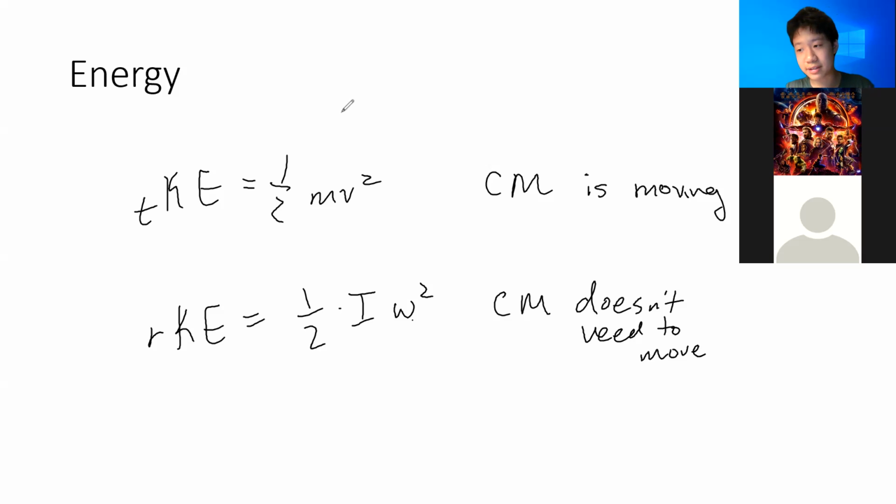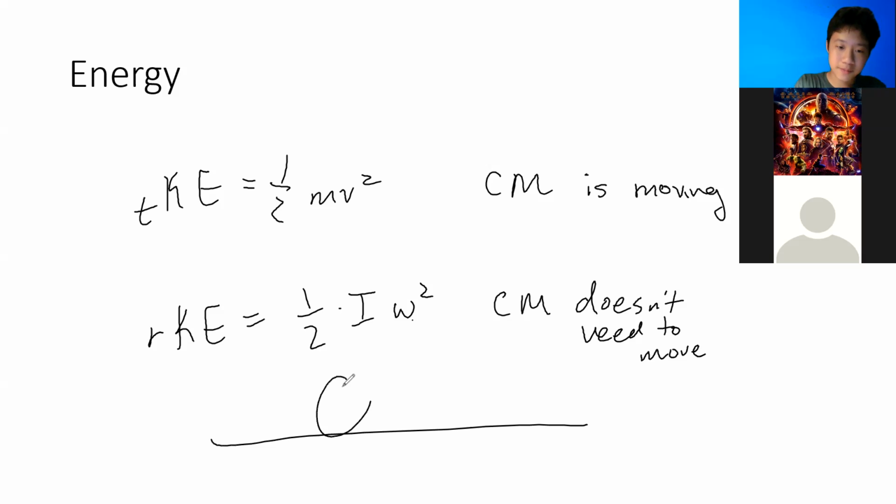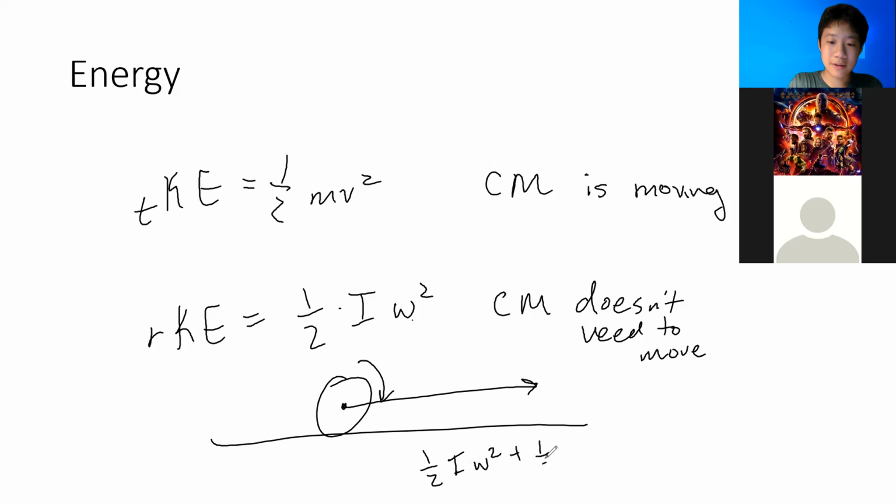Well, some objects have both translational and rotational kinetic energy. A common example is a rolling object. When a ball rolls on the floor, it's rotating about its center of mass, and the center of mass is moving forward as well. So it has both translational and rotational kinetic energy. In this case, the total kinetic energy of the ball would be found by adding these two values together: rotational plus translational. And rolling balls are basically all we're going to talk about next week. So that's kind of a hint into what we're going to talk about later.